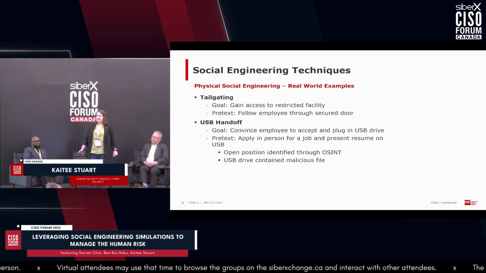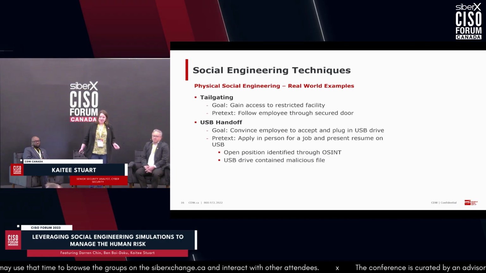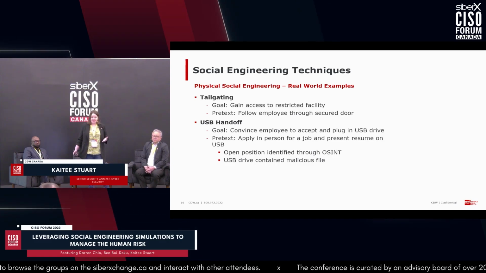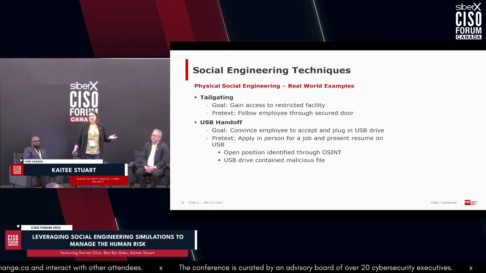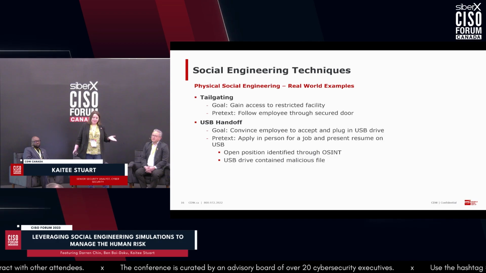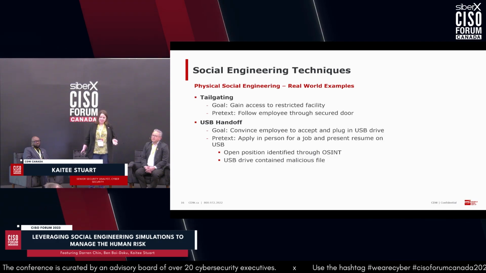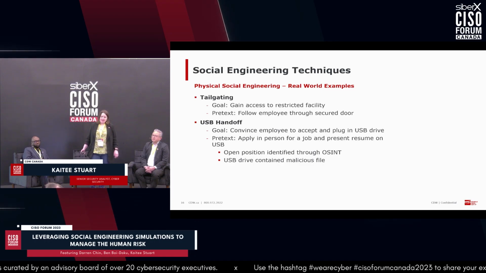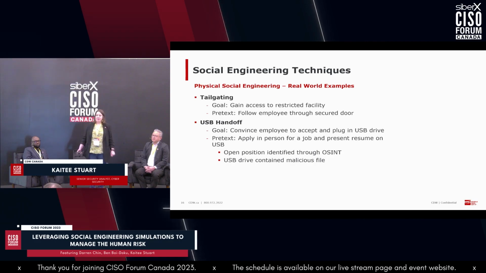The next and final attack that I'll talk about was the USB handoff. In this case, we wanted to gain access to the company's internal network, and we wanted to use social engineering techniques to do this. Our goal, we decided, was to get an employee to accept a USB that we'd put a malicious program on. This program, when run, will give us access remotely to their system. Again, using open source intelligence gathering, we identified an open job posting at the facility where the department manager worked.